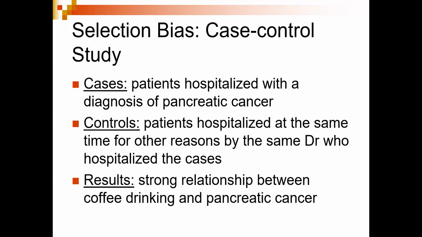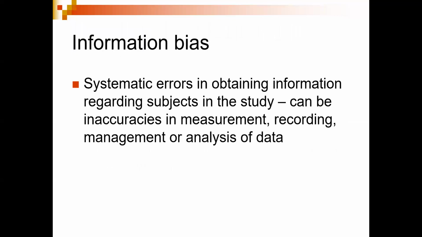You then find a strong association. Why? Because of the influence of the doctor who is really treating the same patients. So he might be giving advice to the other patients, which then leads to this. So it's an example of a selection bias, which can happen in a case control study.